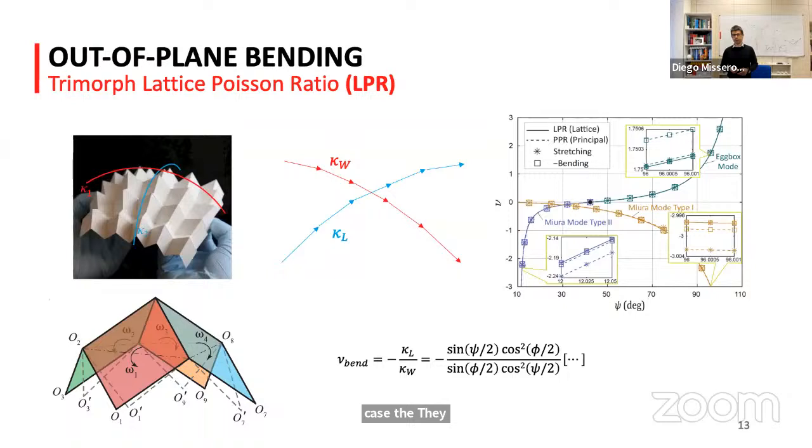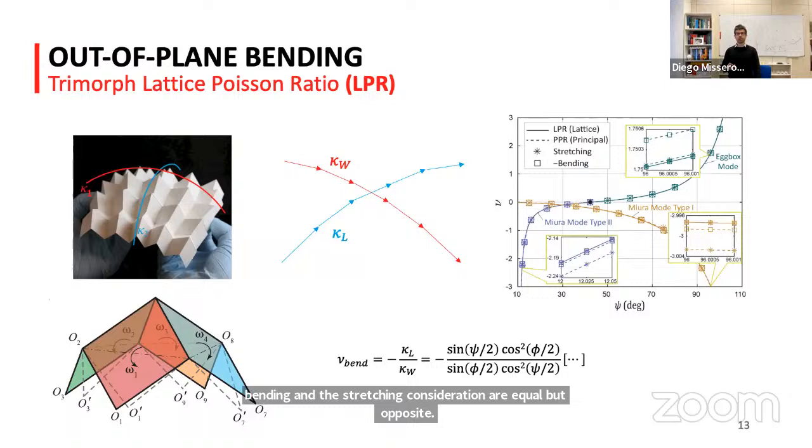Of course, this formula is very complicated, but for the shape of the space, I just decided to write one part and then I left the other with dots. But if you are interested, you can have a look at the supplementary material of the paper, or we can discuss later. And I would like to remark that by comparing the in-plane Poisson ratio and the out-of-plane Poisson ratio of this tessellation, we observe the property that the bending and the stretching Poisson ratio are equal but opposite in sign. And this is what is related to the out-of-plane bending.